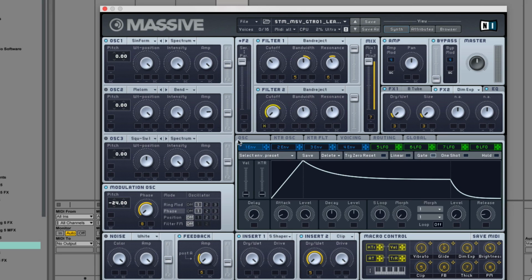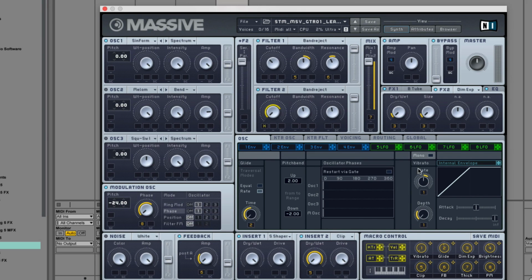Okay, the macros. The first one controls vibrato. I think it's default settings, glide, portamento. Set about half depth, controlling the dimension expander, brightness on the EQ or the high shelf, clipping, full dry wet on the clipping, feedback, about quarter modulation.